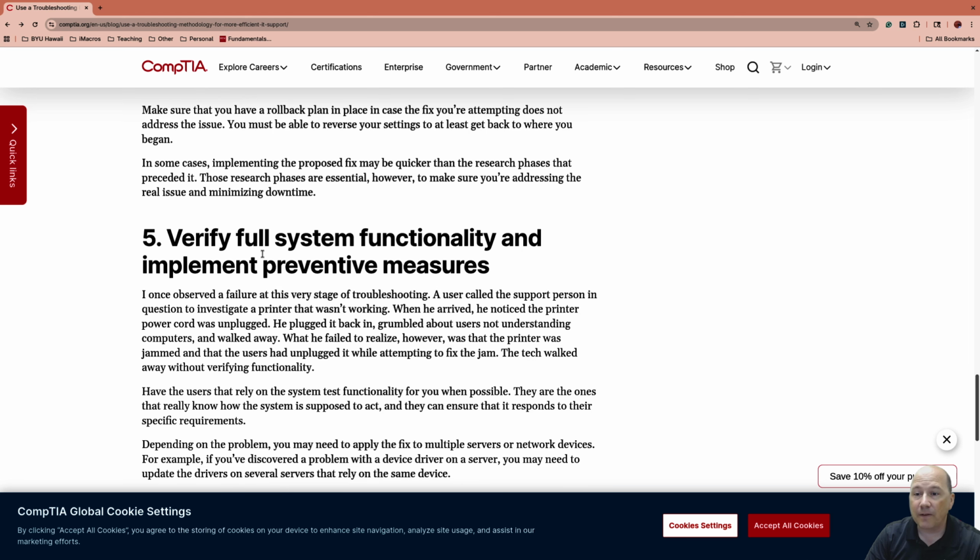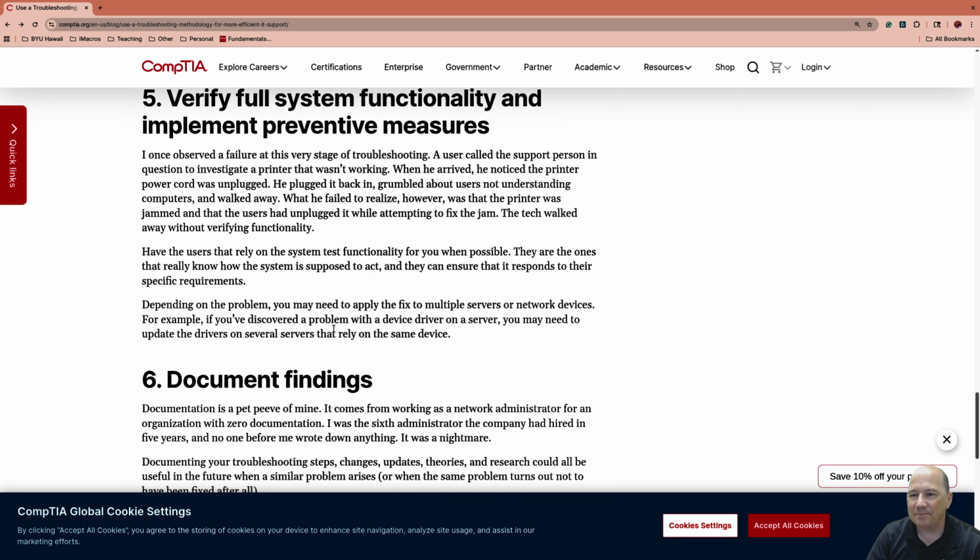Anyway, verify full system functionality and implement preventative measures. Going back to the monitor, I did verify full system functionality. I didn't screw things in. I am going to have someone do that later. I was there, they grabbed me. It's the life of an IT person, right? We always are there to help, and we do different things. So have someone else tighten the screws.